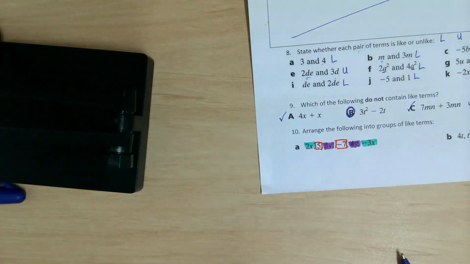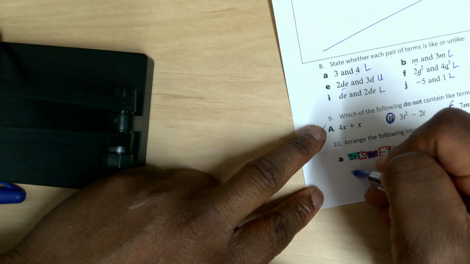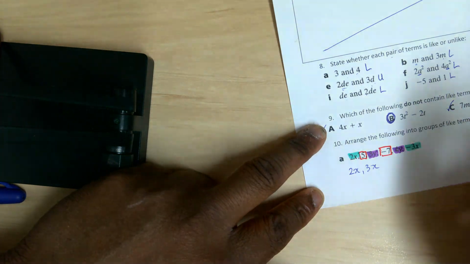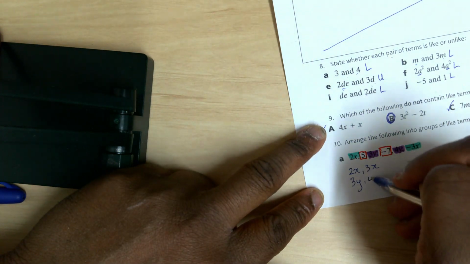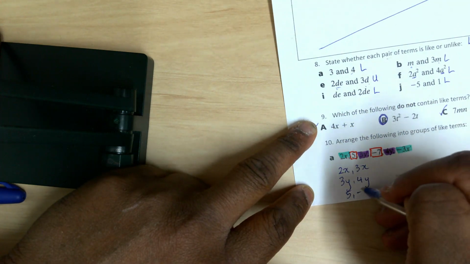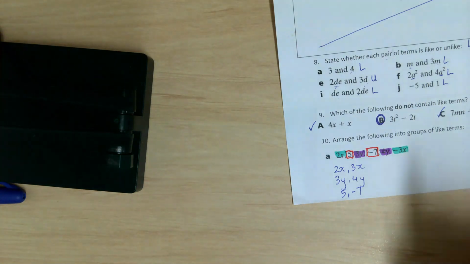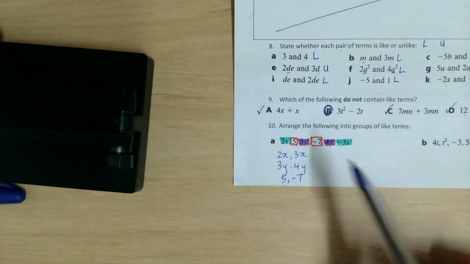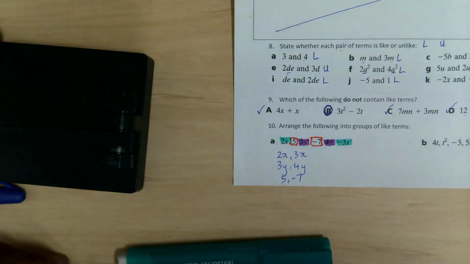And then let's pair up the colors together. So in green, our like terms are 2x and 3x. Then we've got 3y and 4y, and 5 and negative 7. Once you color code it and put it like this, it's really easy to work out what's like and what's not like.